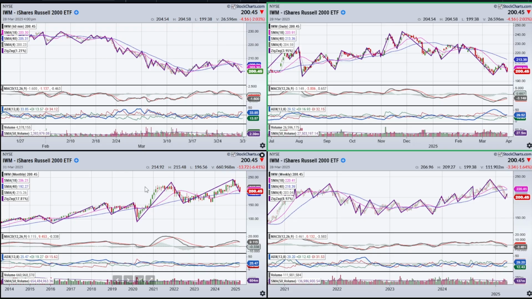All right, so I have the chart of IWM up in multiple time frames. Again, monthly, bottom left, weekly, bottom right, daily in the upper right, and then an hourly in the upper left. All right, now I want to show how the reversal patterns can develop, right?